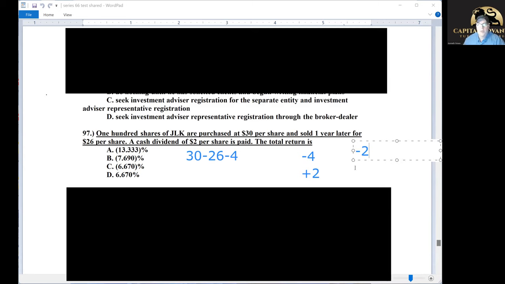Remember, it's ending minus beginning. Negative 4 plus the cash, plus 2, we lose negative 2, and we're going to divide that by the original of 30, and that's going to equal negative 6.67%. Really 6.6666. But there it is. That's total return. Not super hard.